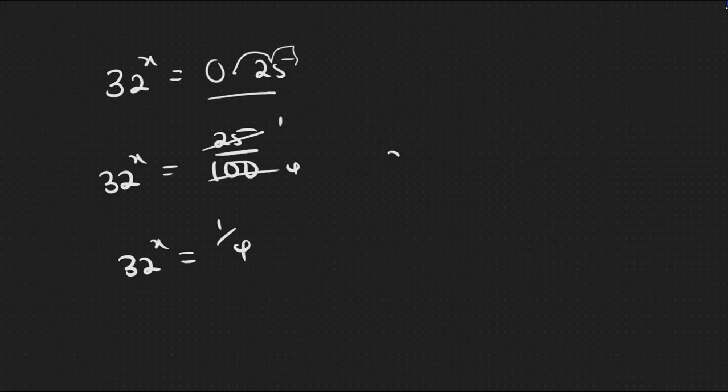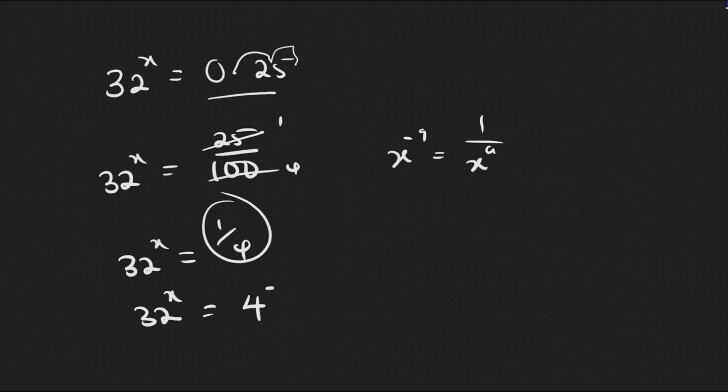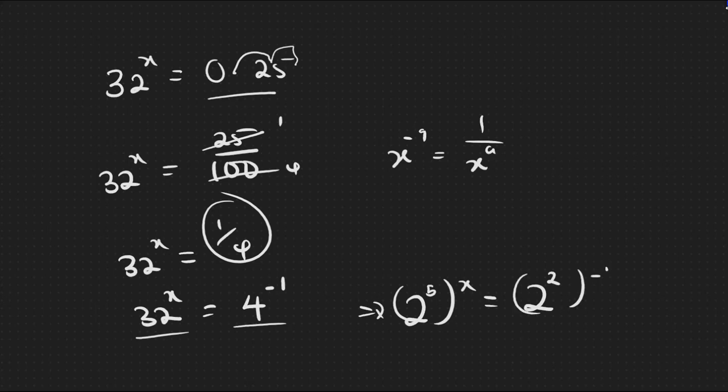And remember that x raised by minus a is the same thing as 1 over x raised by a. So therefore, we can write this one here as 32 to the x equals 4 raised by minus 1. So now the lowest possible number here is 2, even though 2 is not here. The lowest multiple is 2. So we can say that 2 raised by 5 will give us 32. So 2 raised by 5 multiplied by x is equal to 2 raised by 2, because this 4 will give you 2 to the power of 2, to the power of this minus 1.